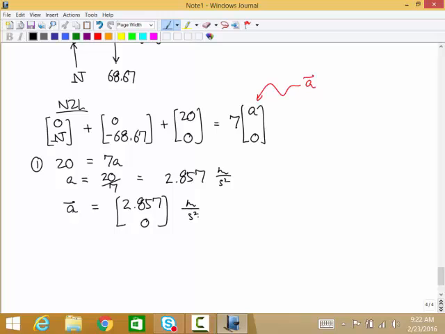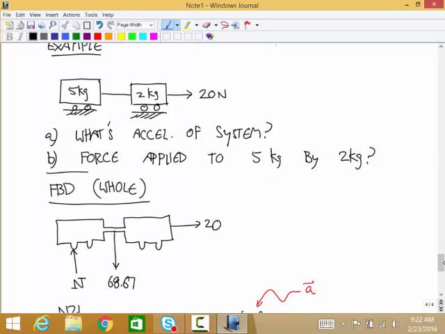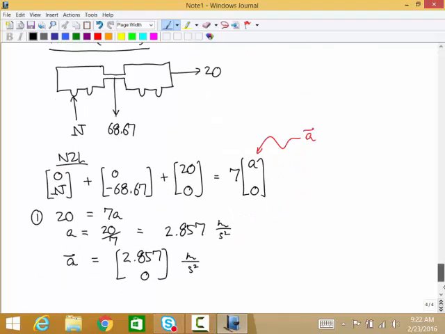Okay, so for part B, we want to calculate the force acting on the 5 kilogram. That's what I said, right? Force applied to the 5 by the 2. Okay, so what are we going to isolate? What are we going to do our free body diagram of? The 5. Okay, so it looks like a lot of people have already done it. But if you haven't done it, see if you can do part B. Draw the free body diagram of the 5 kilogram box, and then go through Newton's second law.